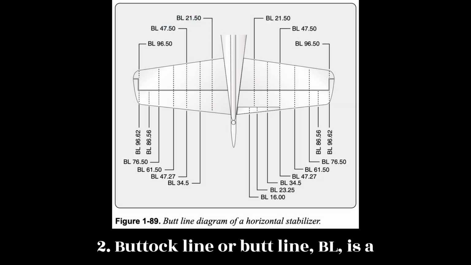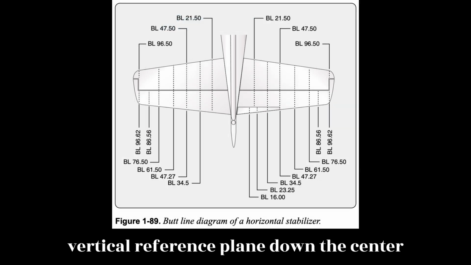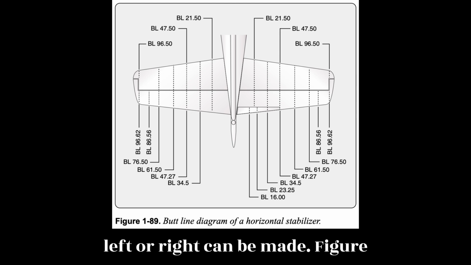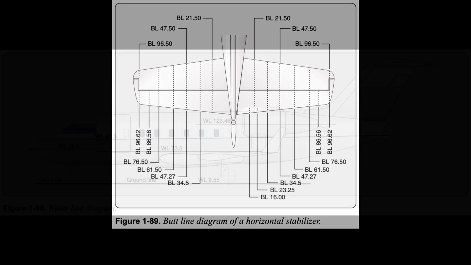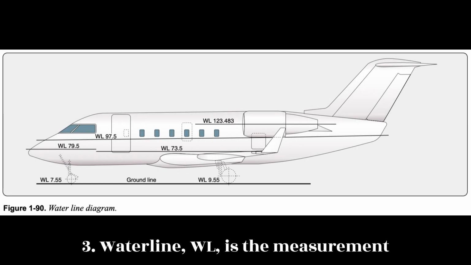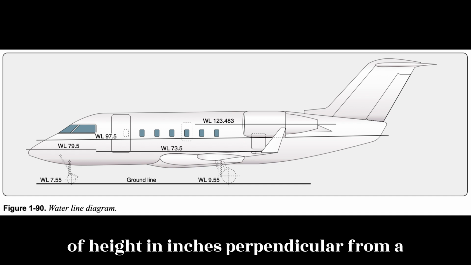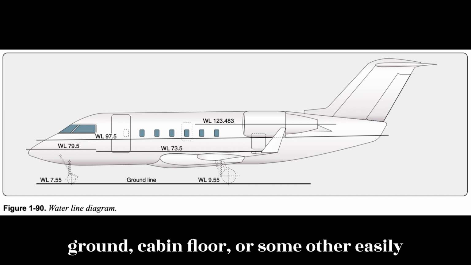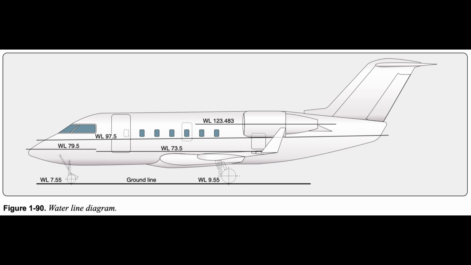2. Buttock line or butt line, BL, is a vertical reference plane down the center of the aircraft from which measurements left or right can be made. Figure 189. 3. Waterline, WL, is the measurement of height in inches perpendicular from a horizontal plane usually located at the ground, cabin floor, or some other easily referenced location.